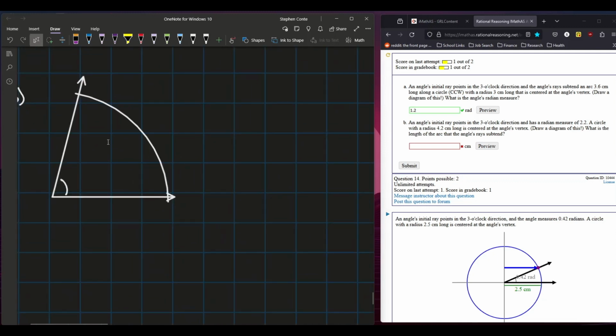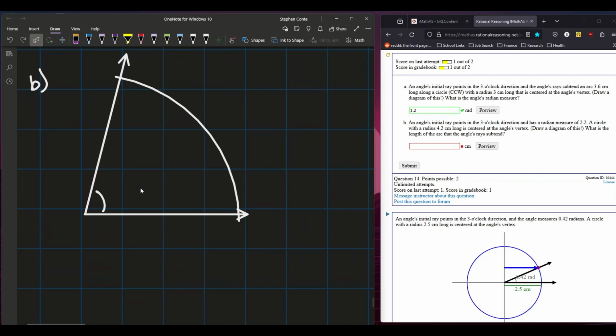Alright, so let's fill in the information that we have, right? So I have a radius of 4.2 centimeters. Since we're along a circle, the terminal ray and initial ray have lengths which are the radius, right? Because we're along a circle. And then we're given that theta has a radian measure of 2.2. So theta is equal to 2.2 radians.